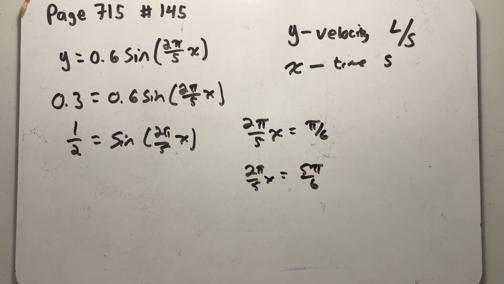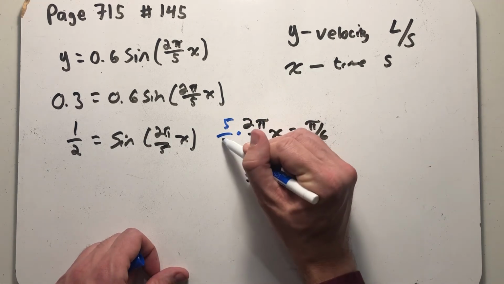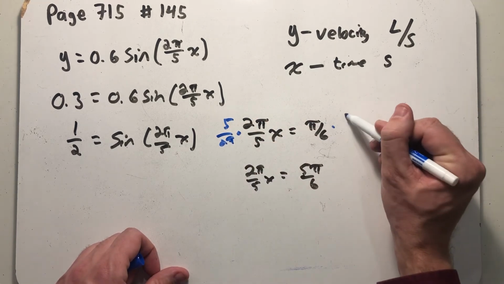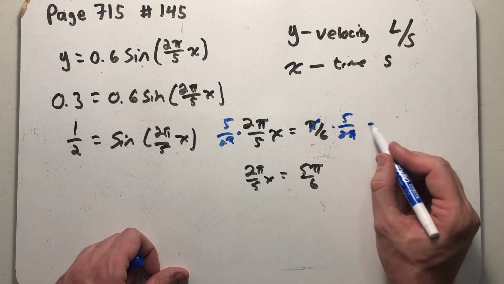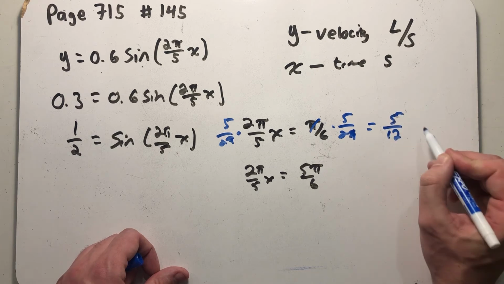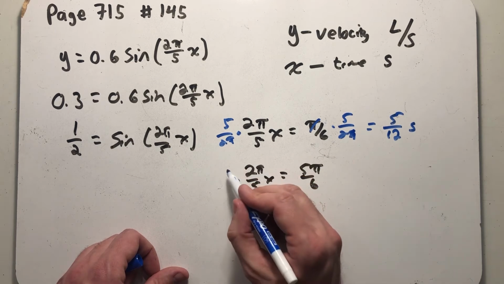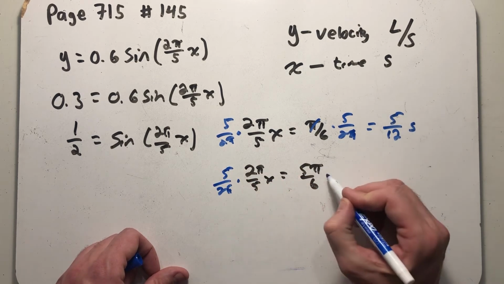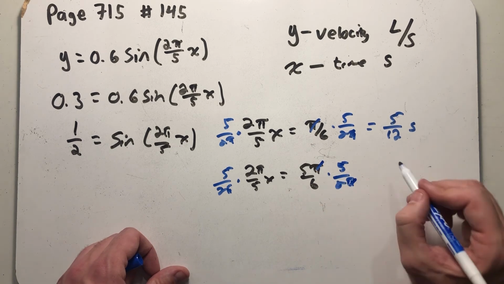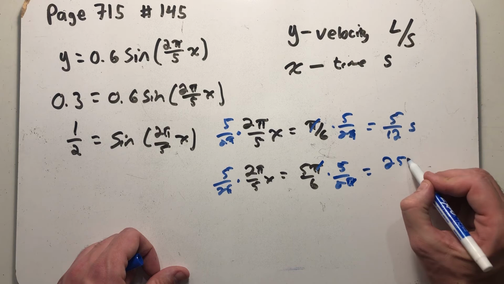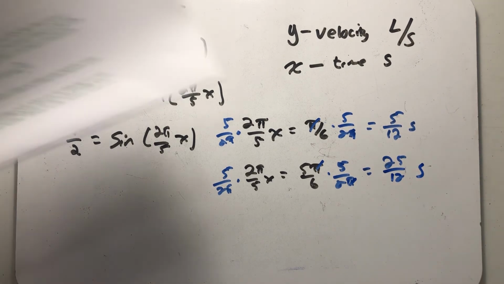So I can think about multiplying both sides by 5 over 2 pi, just to get x by itself. I know the pi's would cancel, and so I end up with 5 over 12 seconds. Let's do the same thing to this bottom equation. Multiply both sides by 5 over 2 pi. And again, the pi's cancel, and here I'll be left with 25 over 12 seconds.